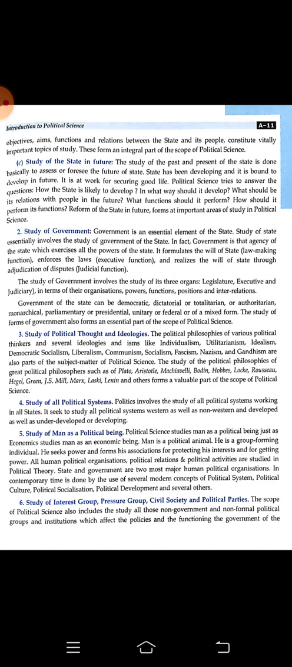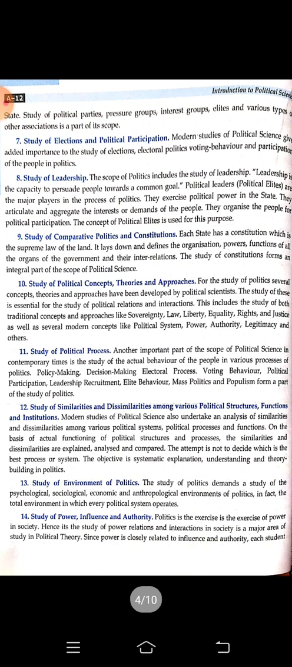Pressure group is the same thing. Again, this pressure group is continuously creating pressure on the government in order to gain something from the government. They also have a particular aim. It can be for a particular community. Next we have civil society. Civil society means society itself, and the political parties are those which contest elections. Okay, these are the matters which political theory is actually dealing with, and there are a few more points.